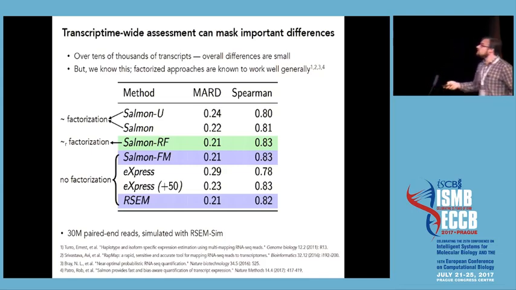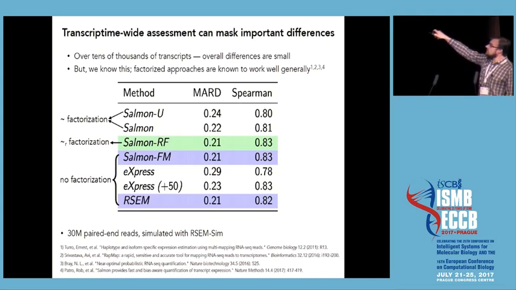Here we learned parameters from real data, and then we simulated data, so we know the ground truth, and then we measured two error metrics. The mean of the absolute relative differences, where lower is better, and the Spearman correlation, where higher is better. And again, RSEM is our reference, and what we can see is there are some small differences.